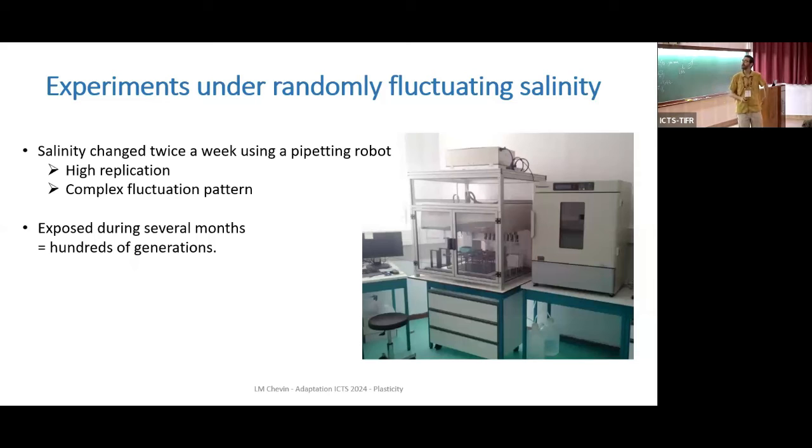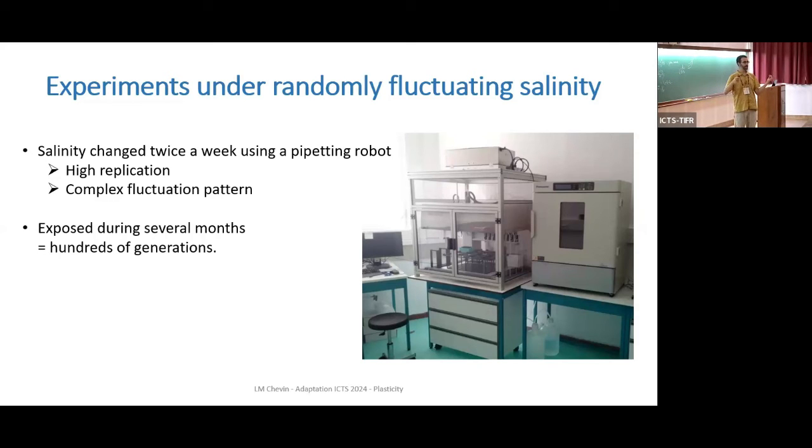So we did experiments where we had this liquid handling robot, this pipetting robot, and we drew a random time series of environments in Mathematica, and then we computed the salinity, the mixture of very hypersaline and hyposaline that I need, the volume of that. And then we gave that to the robot, and it pipetted everything. And so this allowed us to have high replication and complex fluctuation patterns, because I was used to this model where there is a Gaussian process of the environment.